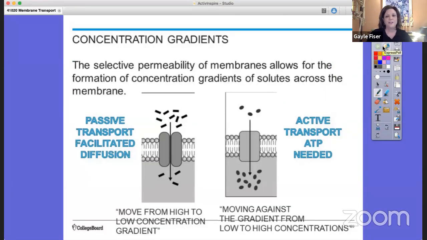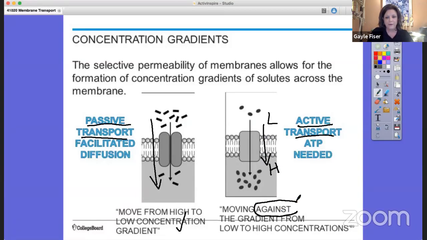All right, so concentration gradients, this wraps up all of it together. The 3 things I want you to say about passive, and then the 3 things about active. So the selective permeability of membranes allows for the formation of concentration gradients of solutes across the membrane. So on this side, here we have passive transport. We're going from high to low. We're moving from a high to a low concentration gradient, okay? All right, active transport. We're going from a low to a high, and we're going against, you have to say that, okay? We're going against the gradient, and we must use ATP. So 3 things about each will cover you in any situation if you're talking about it.